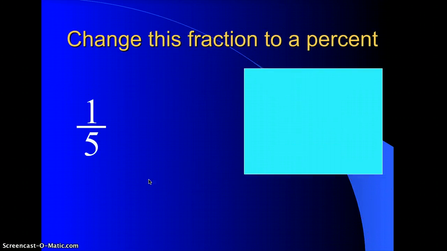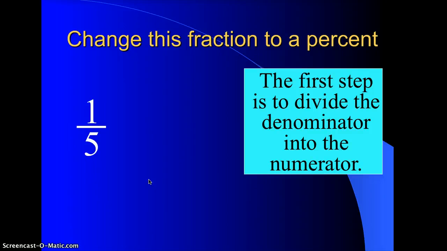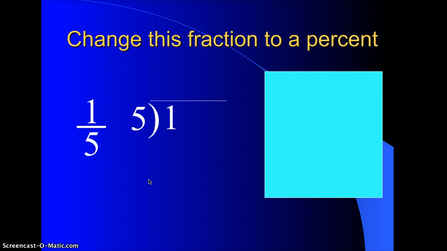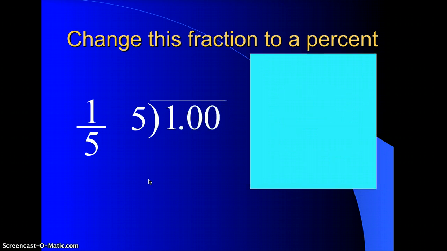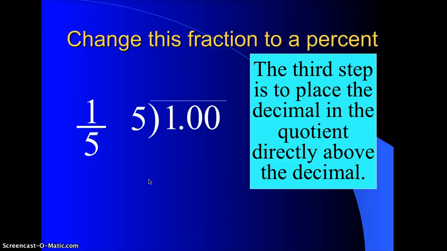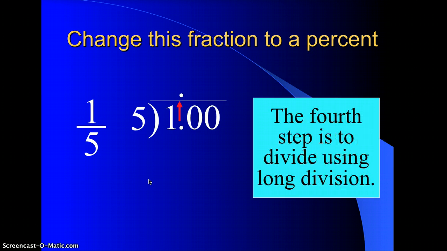All right, so let's look at 1/5. Same thing. First you divide the denominator into the numerator. Add the decimal and 2 zeros. And then don't forget that important part, to move it directly up. And then now you do long division.